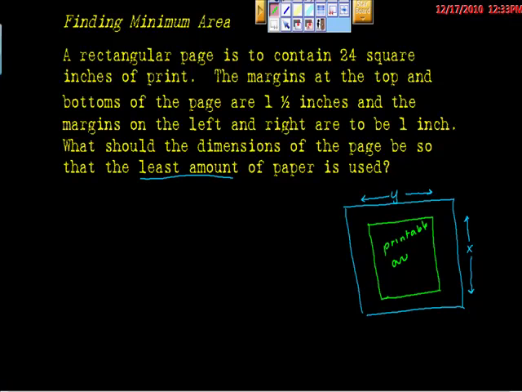The printable area is here. And then we know we have margins for y. And the left to right margins are 1 inch each, aren't they? So we have 1 inch left margin, 1 inch right margin. And then the vertical margins are 1.5 and 1.5, aren't they?